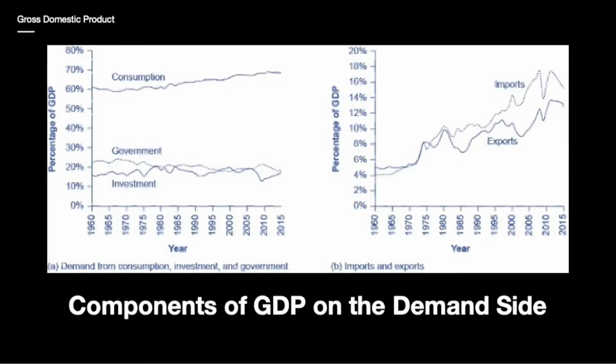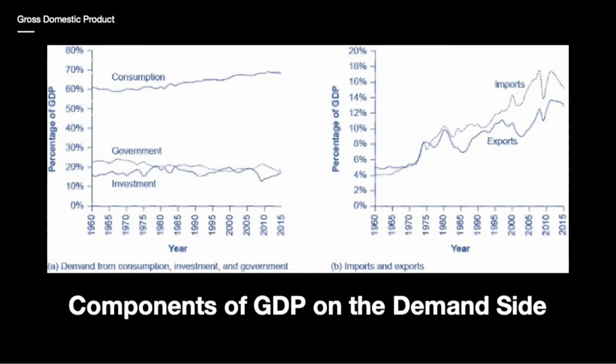Components of GDP on the demand side. For figure A, consumption is about 2/3 of GDP, but it moves relatively little over time. Business investment hovers around 15% of GDP, but it increases and declines more than consumption. Government spending on goods and services is around 20% of GDP.